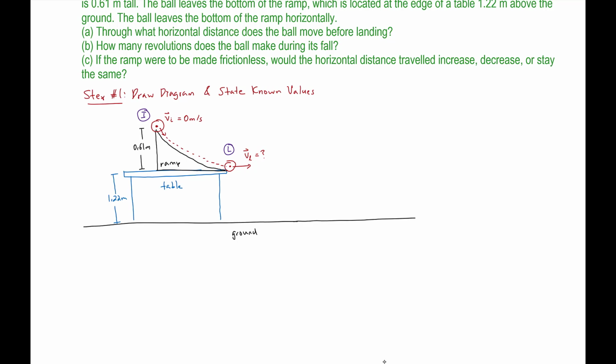We'll need to figure out the launch speed in order to figure out the horizontal distance the ball moves before landing. So after this, we have a projectile motion problem. And we have the ball landing here, and we'll call this the final stage. We should also label this as the distance traveled by the ball from the edge of the table to where it lands.